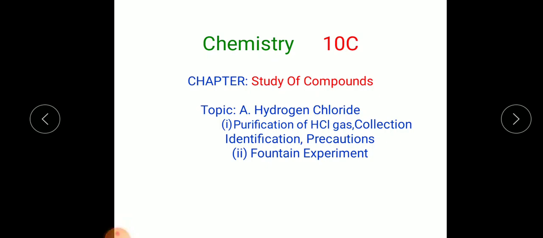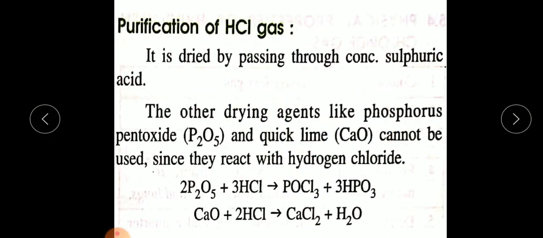Today we are going to study compounds: hydrogen chloride. In the last class we started hydrogen chloride and saw the general method of preparation and the laboratory method of preparation. Today we'll see how we can purify the HCl gas that is produced in the lab, how collection can be done, how we can identify that the gas produced is HCl, and what precautions you need to take. And after that we'll discuss a very important fountain experiment. So, purification of HCl gas.